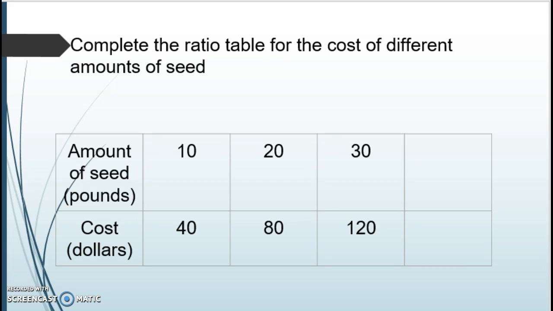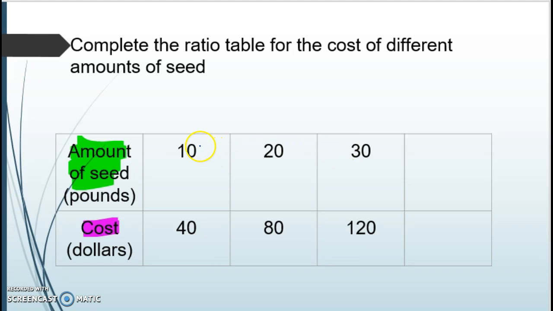One of the things we have when we're talking about ratios are ratio tables. These are basically tables where you really have to look for patterns. If you look here, we have two different categories. We have amount of seed, and we have cost in dollars. So we have 10 pounds of seeds, and that's $40. 20 pounds of seeds is $80. 30 pounds of seeds is $120. All I want you to tell me is what will go in here and what will go in here.